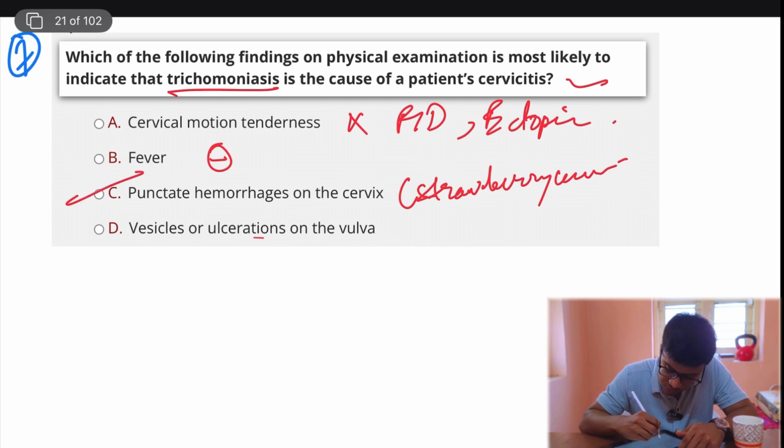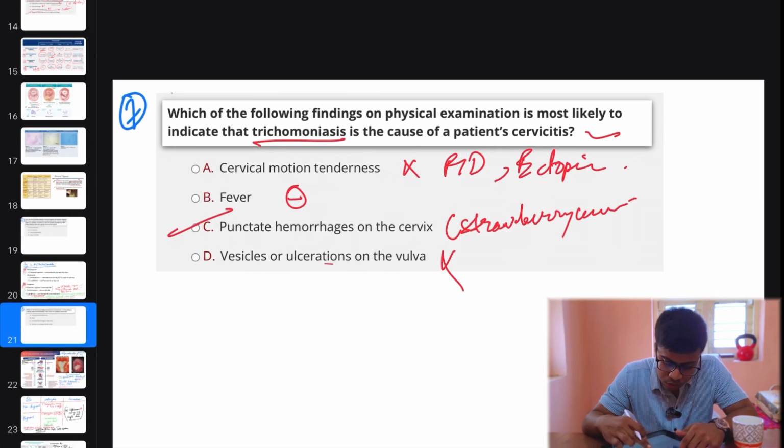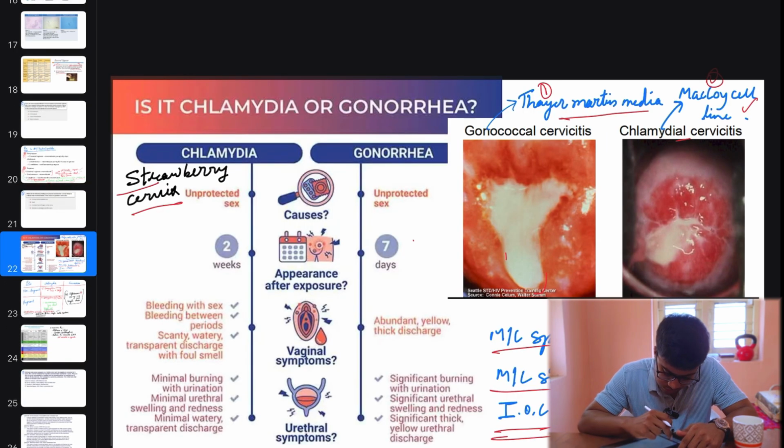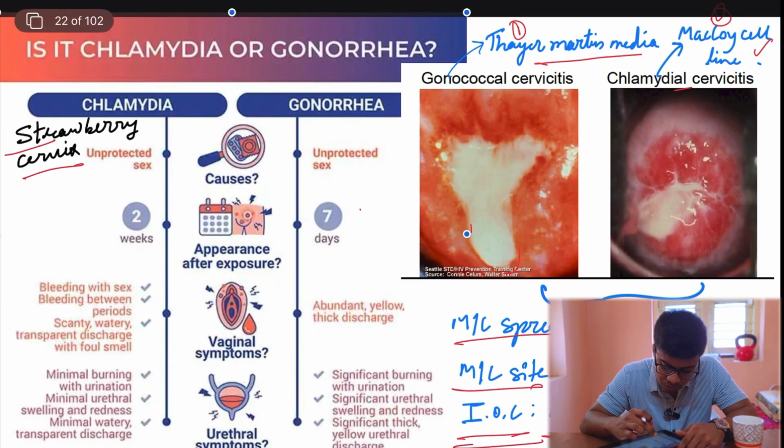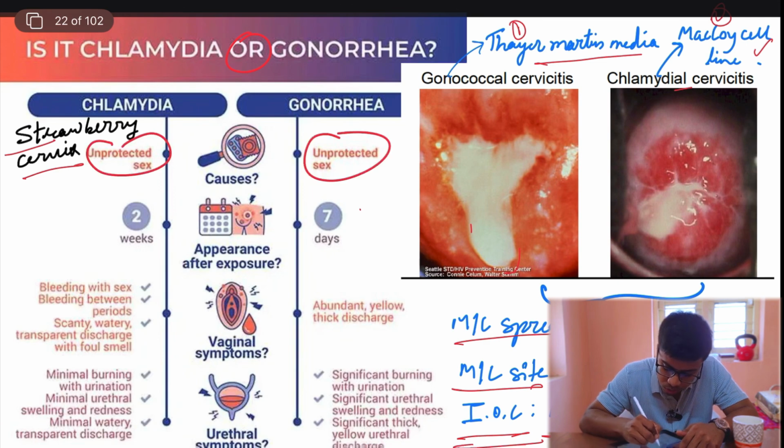So this is the answer. Vesicle or ulceration of vulva, no. No need to discuss, we have cleared that already. So these are the two infections, chlamydia or gonorrhea. Both are due to unprotected sex. Strawberry cervix is also seen in chlamydia, so we have to be careful while reading the case.